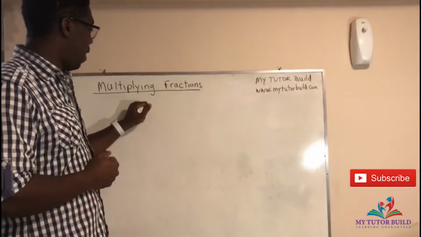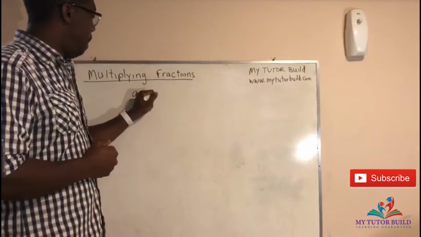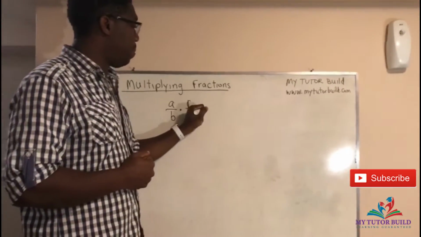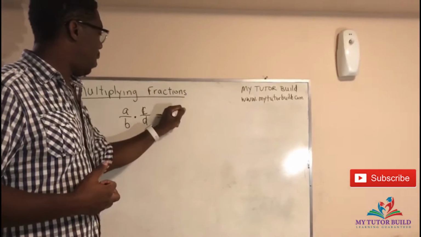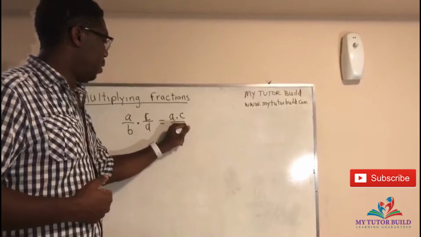If you have A over B times C over D, you multiply the numerator with the numerator and you multiply the denominator with the denominator.